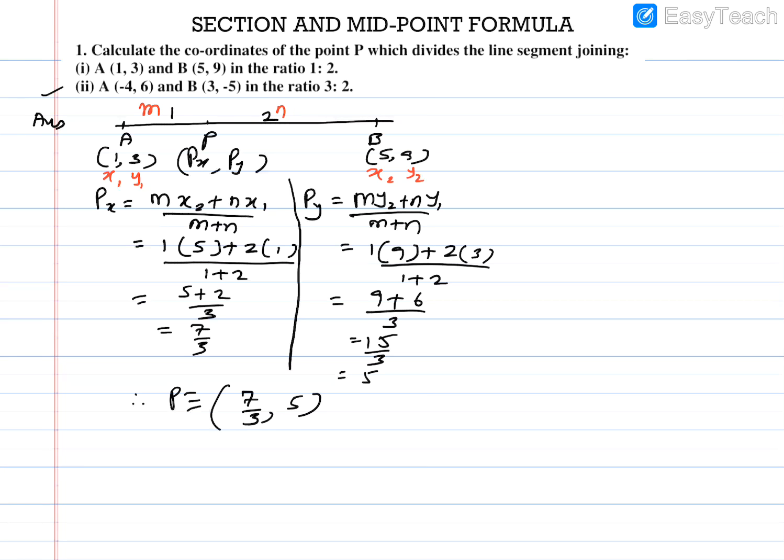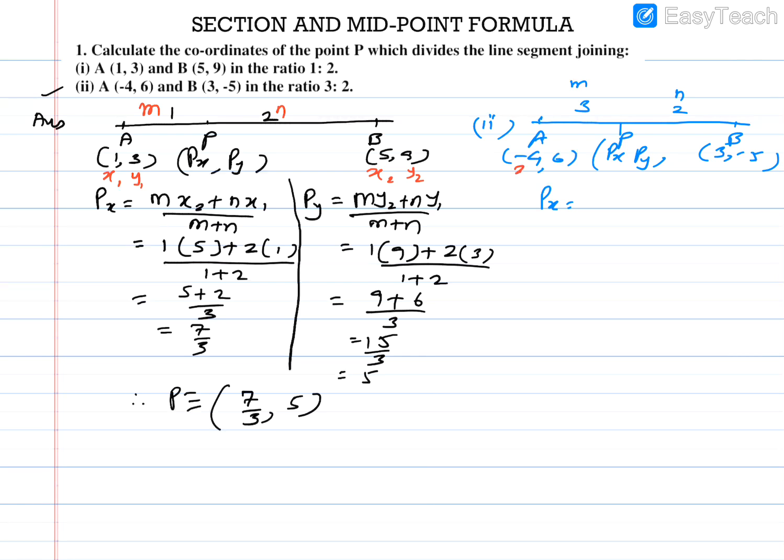Now second sum. This second sum, what they are asking, A is minus 4 and 6. B is 3 and minus 5. And P is in the ratio 3:2. This is Px, this is Py. Now Px will be equals to, now this is m, this is n. And if I write x1, y1 and this is x2, y2.